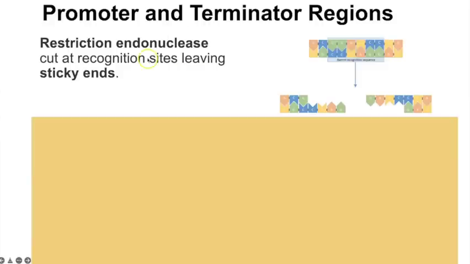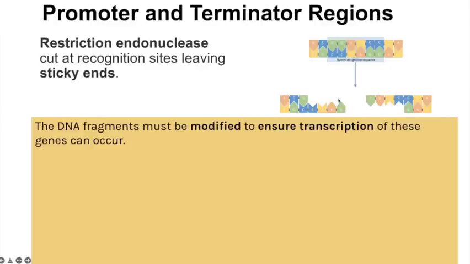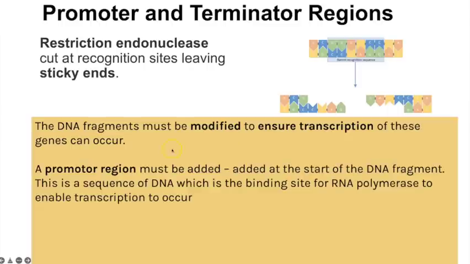Now, restriction endonucleases are used in this particular method. So in vivo cloning, you have to create your DNA fragment using a restriction endonuclease. And we can see here that enzyme has cut the DNA at the recognition site, and we have these sticky ends. Now, the DNA fragments need to be modified before they are used to make sure that transcription definitely occurs.